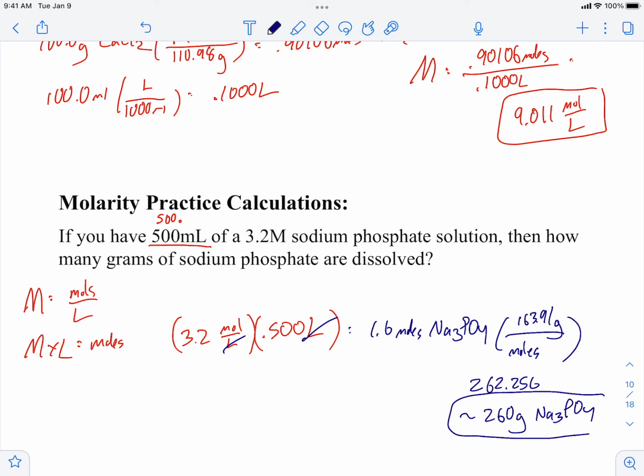How are these sig fig rules? Are these coming back to you? Really, most of the times what we're doing is multiplying and dividing, right? Which means we're looking for the fewest sig figs, and that's how many we can keep. Okay. So, are you able to work your way around the molarity equation? Finding either moles, molarity, or volume.